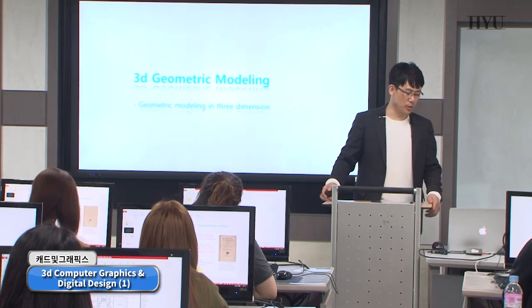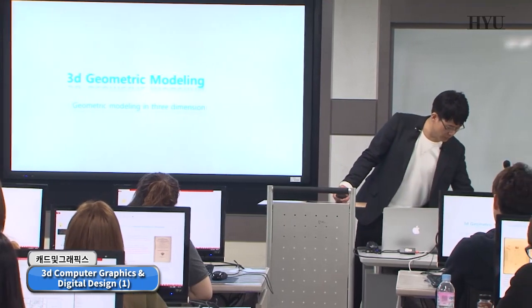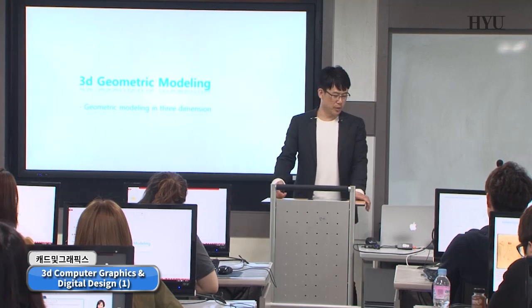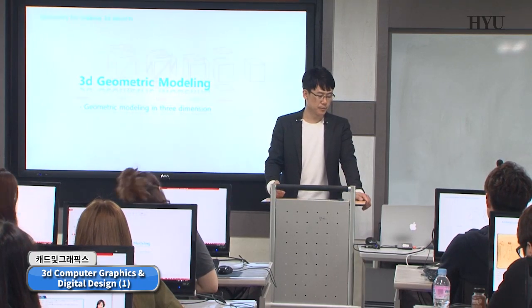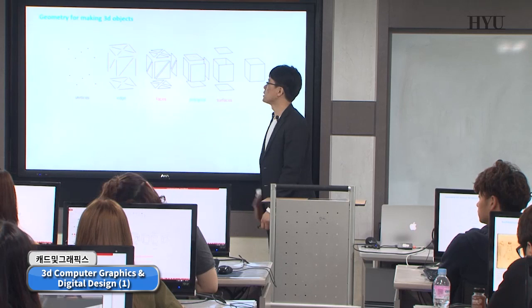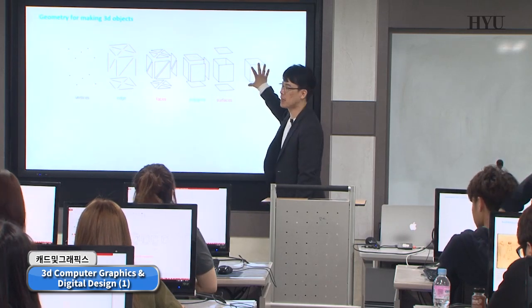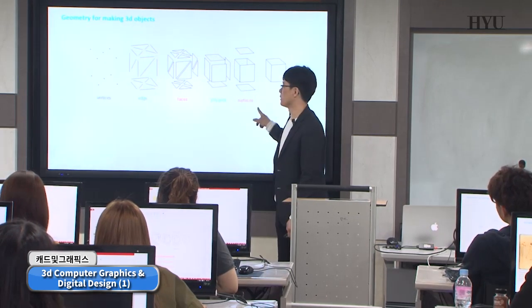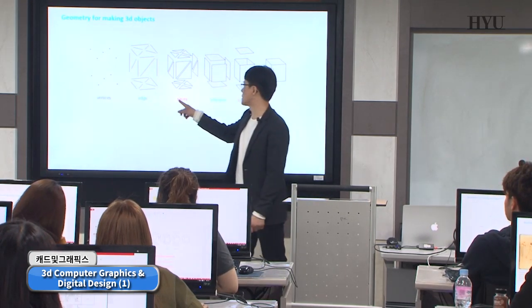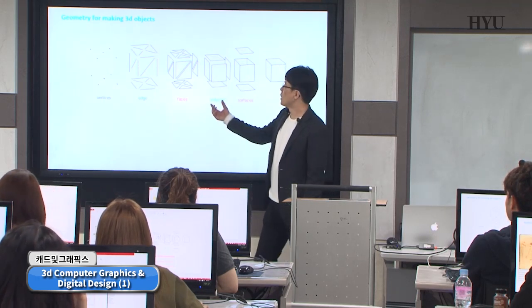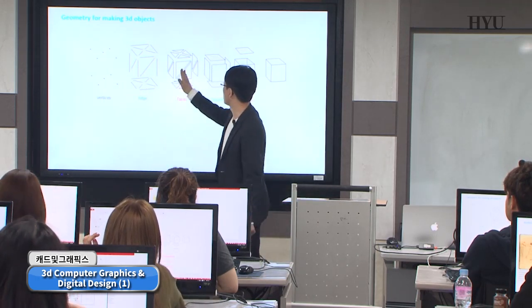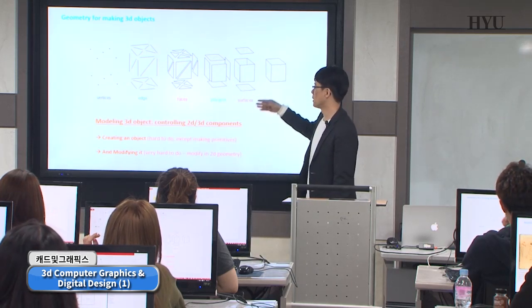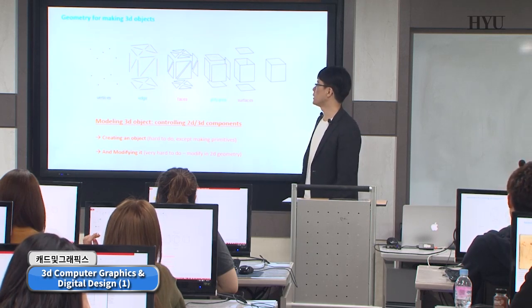So let's take a look quickly about 3D geometric modeling issue. Okay, 3D geometric modeling issues, geometric modeling in 3 dimensions. Last week we reviewed this part. For making this one single box shape, what kinds of subcomponents are there? Vertices, edges, faces, polygons, surfaces. You need to control this edge or face in order to modify or create this object. That's the fundamental approach of creating 3D.